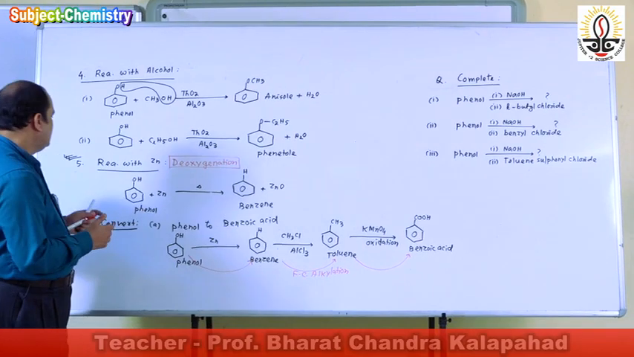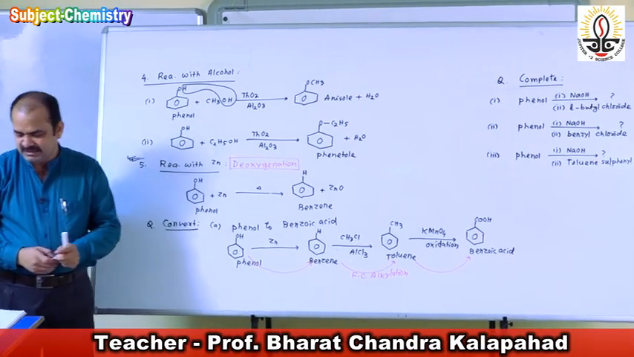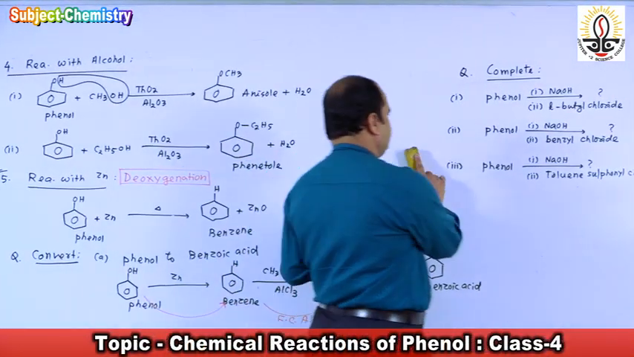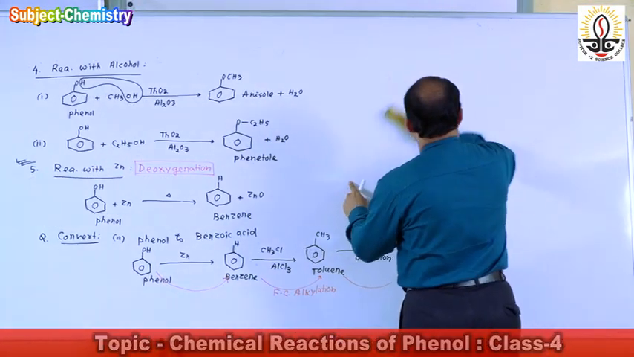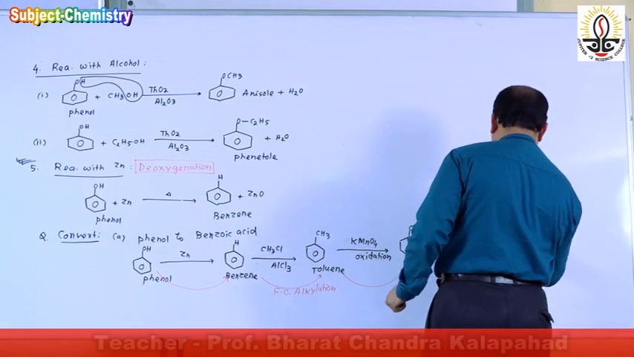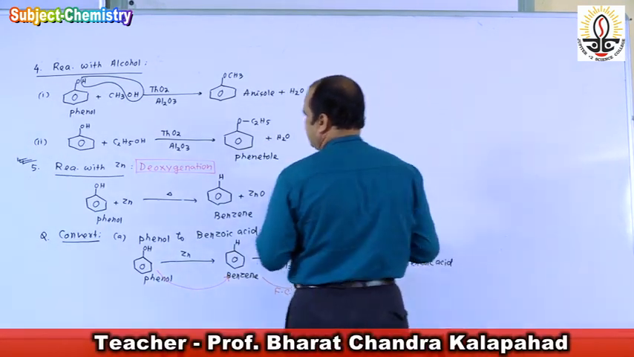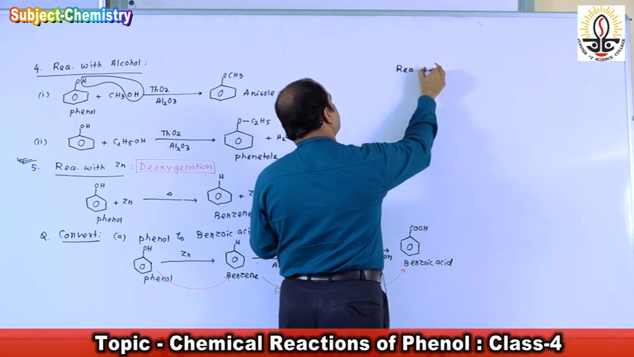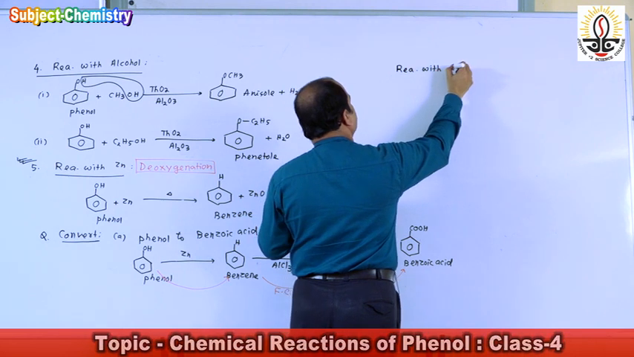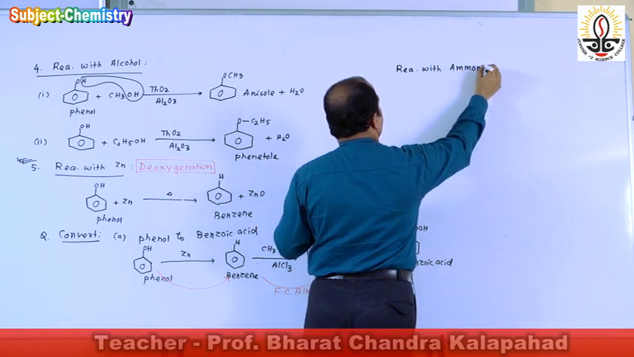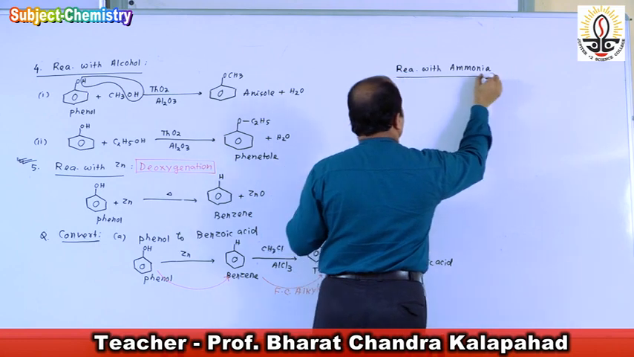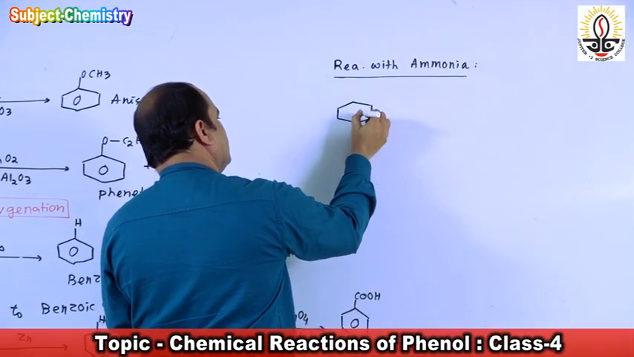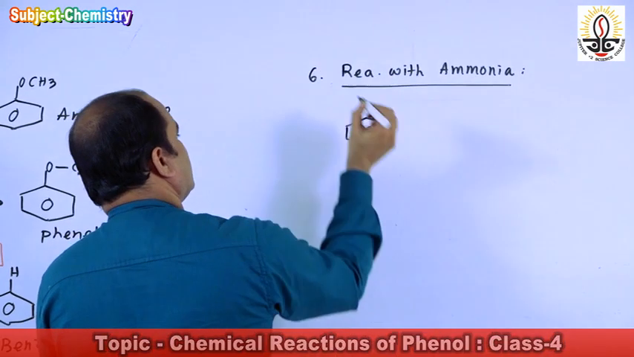Now we will discuss another chemical reaction, number 6. Number 6 chemical reaction is reaction with ammonia. When phenol reacts with ammonia, this is the number 6 chemical reaction.